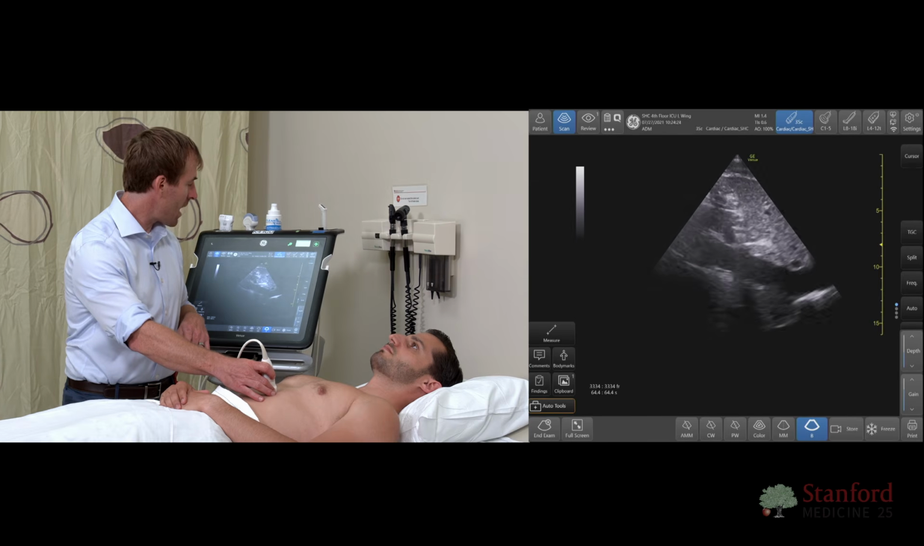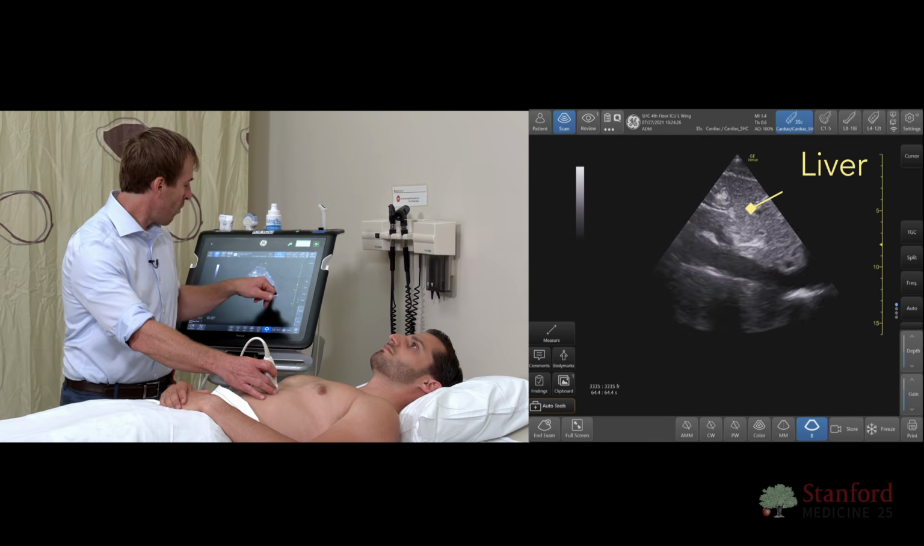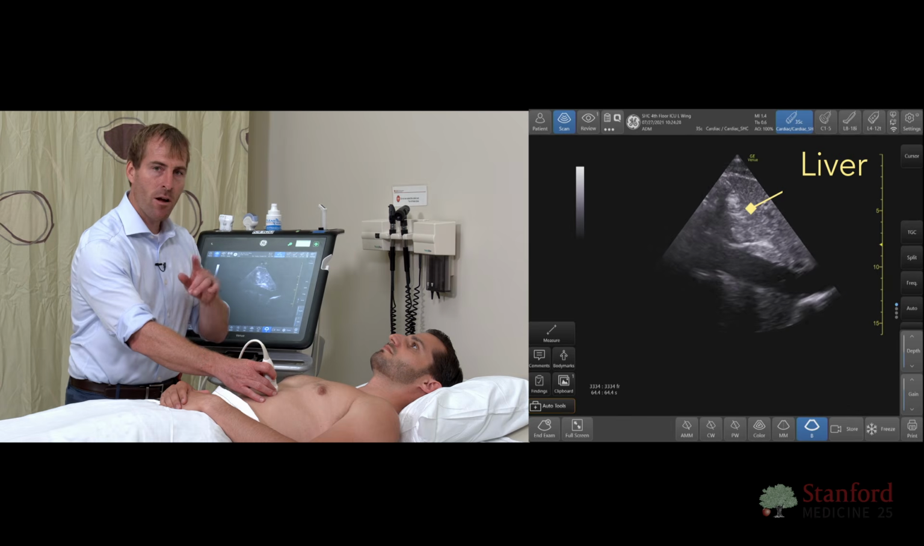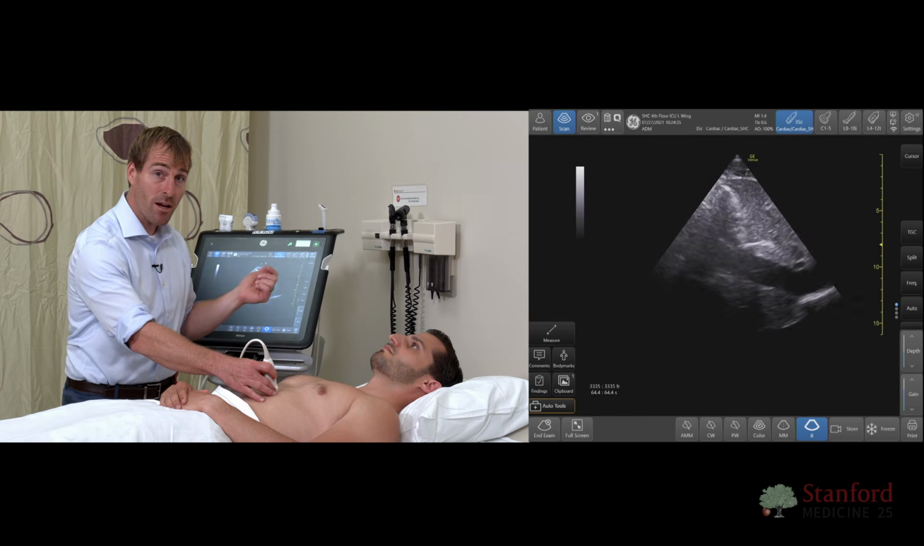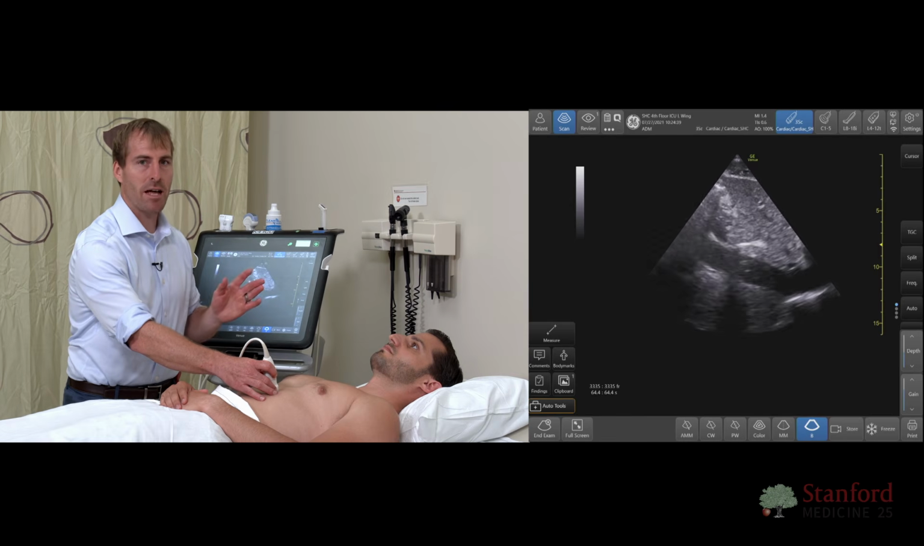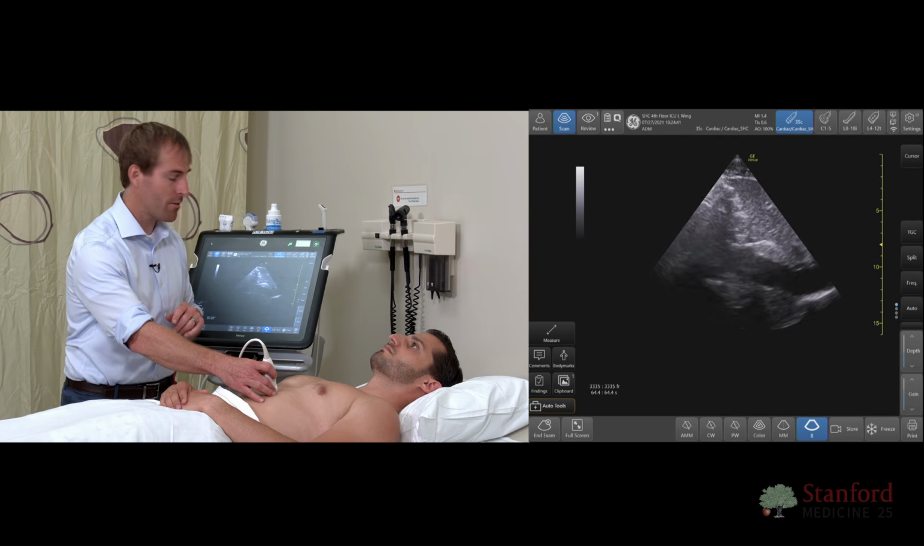Now, some things that are going to help me know that it's the IVC. One, it's touching the liver, right? When you get a good view of the aorta, you'll see that the aorta itself doesn't touch the liver. This does, right? That's going to really help me. The more you do this, that's something that jumps right out at you. Oh, it's the vessel that's touching the liver.